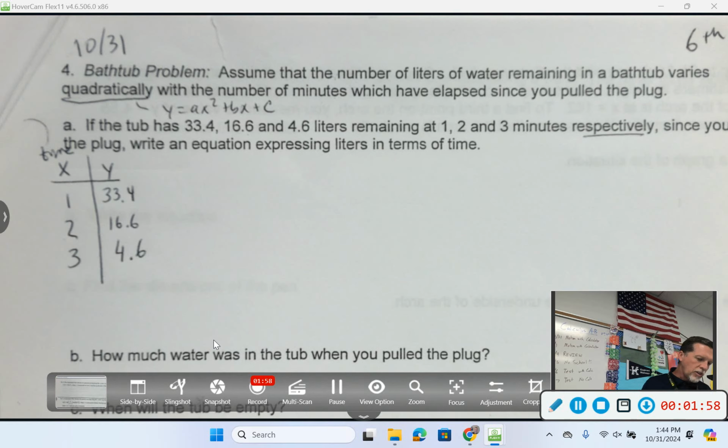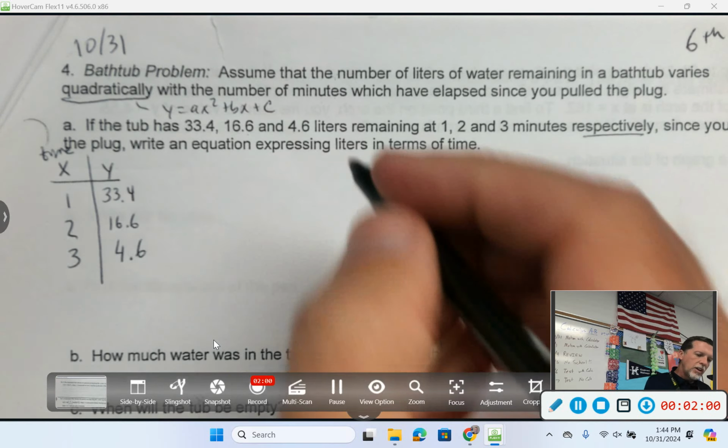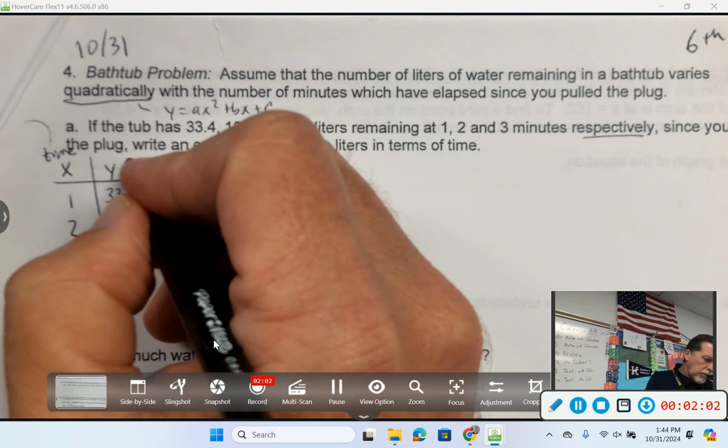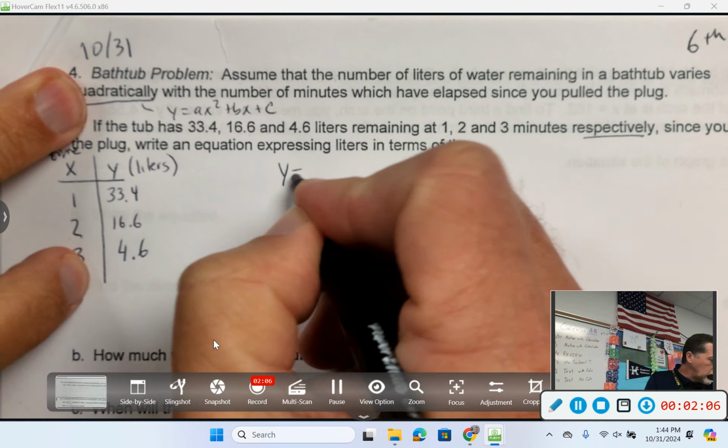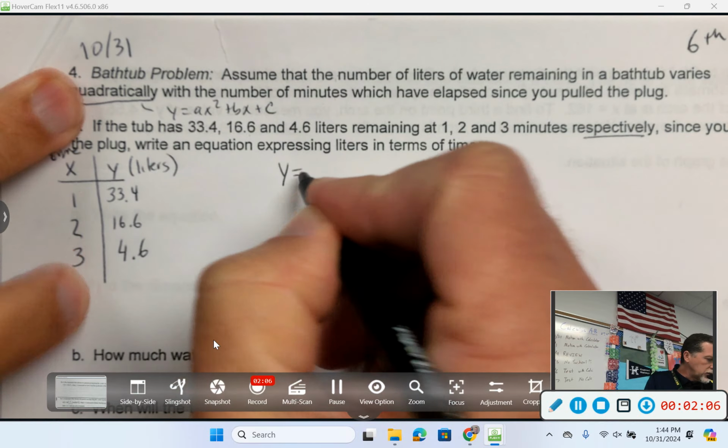Write an equation expressing liters in terms of time. Okay, well, y is in liters. So I need y equals, and they already told me it's quadratic. So I need to come up with a and b and c. And there is a way to do this by hand, but it's ridiculously hard. We're going to use the calculator.